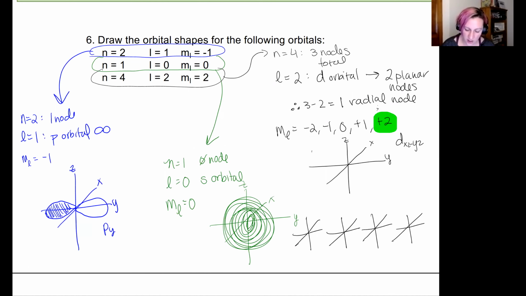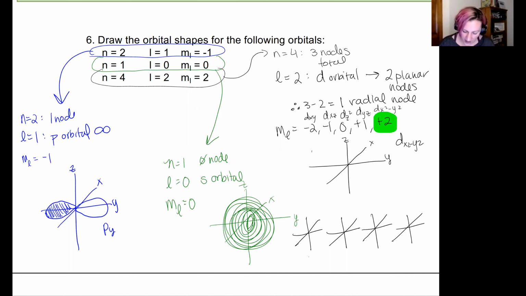But what we're going to do is we're going to say our plus 2 is our dx squared minus y squared, and that our negative 2 would be kind of its counterpart, which would be the dxy. Then for our plus and minus 1, we're going to call that our dxz and our dyz. And then our zeros are dz squared.